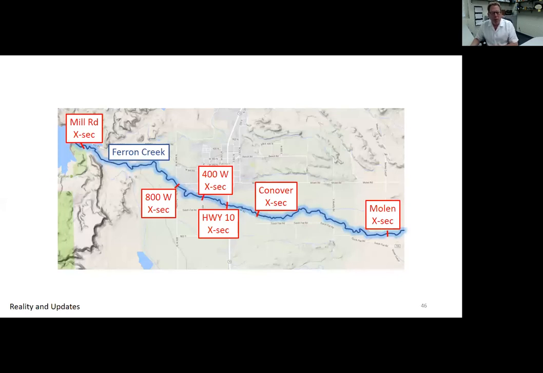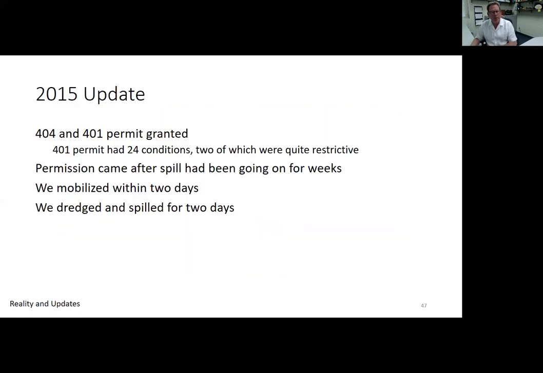This is my monitoring program. If you look at this, on the left is the dam. This is Ferron Creek, about a 10-mile reach. Cross sections were established at each of these marked areas. And I surveyed before and after each dredging operation to see if there was any deposition.